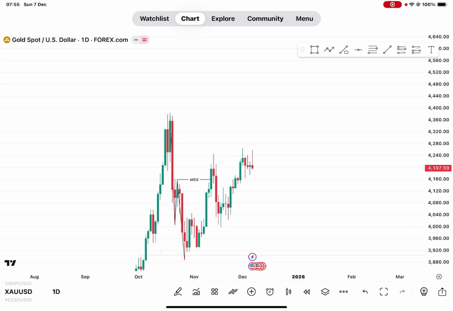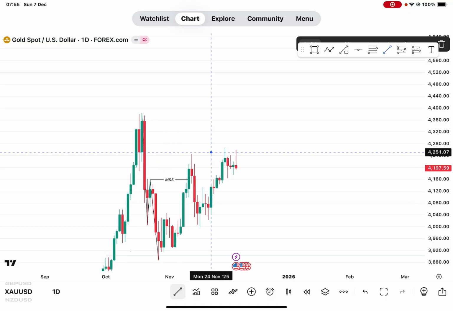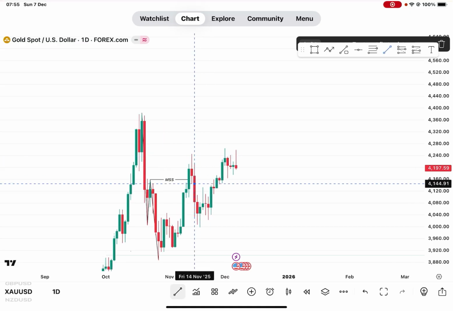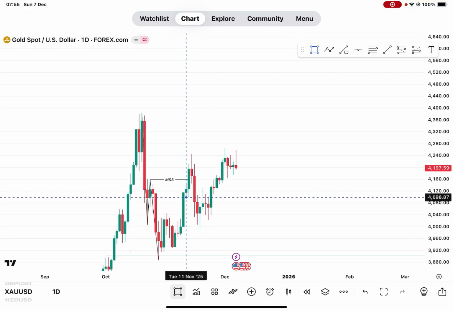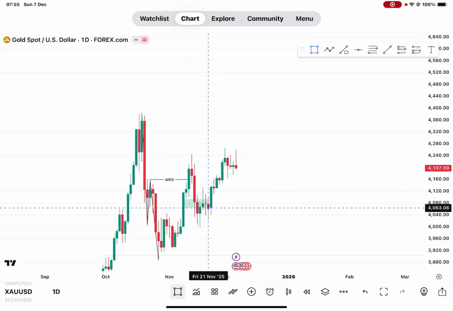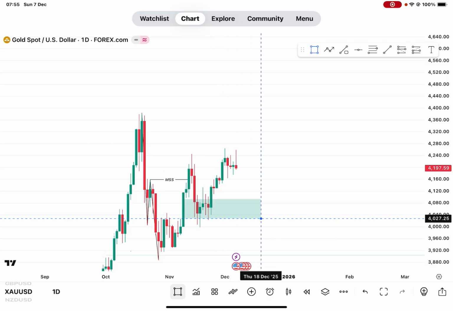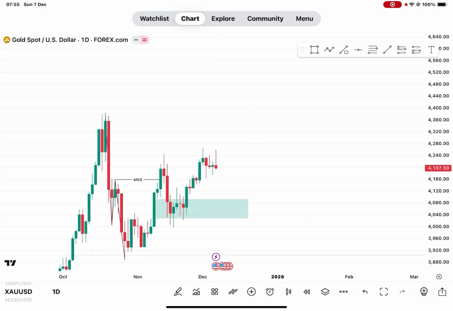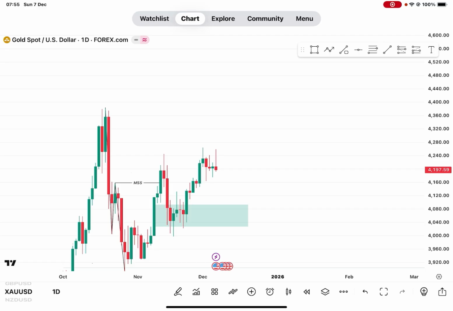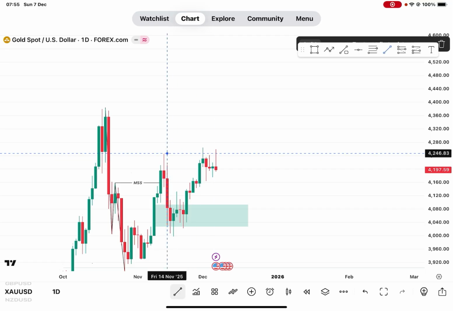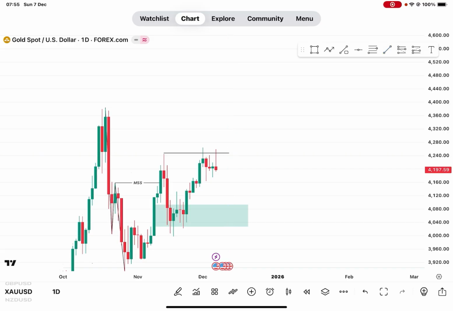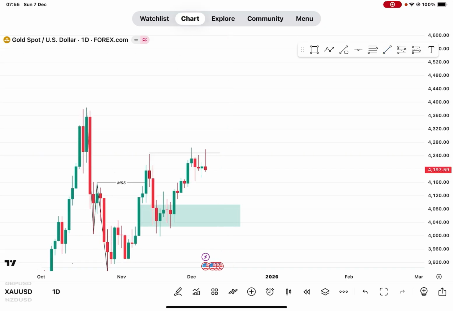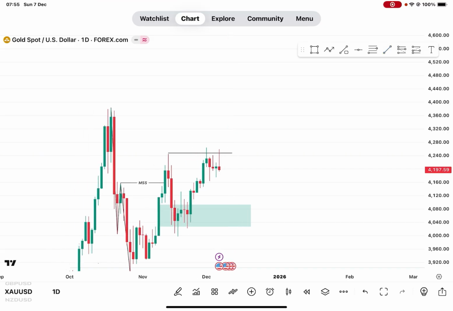And then after gold did a market structure shift, we can see now that gold did a retracement to this fair value gap. Gold did a retracement, filled this fair value gap, and then gold continued in its bullish move. You can see gold tried to break this previous high, and you can see gold is currently struggling at that previous high.